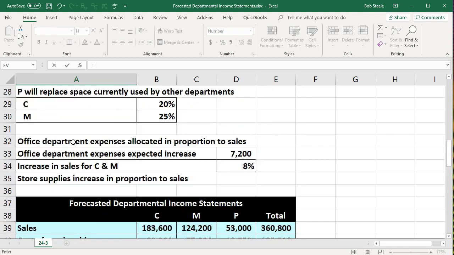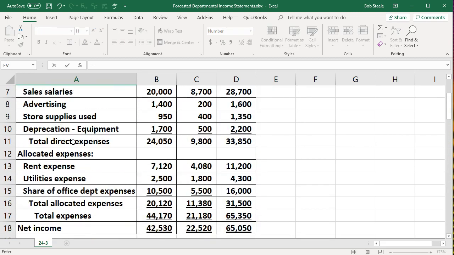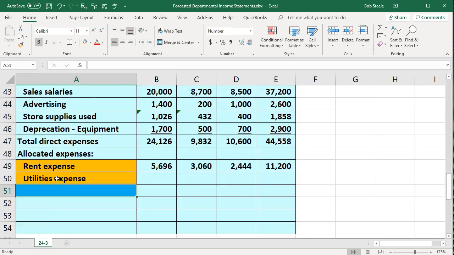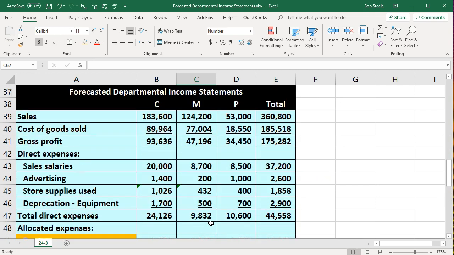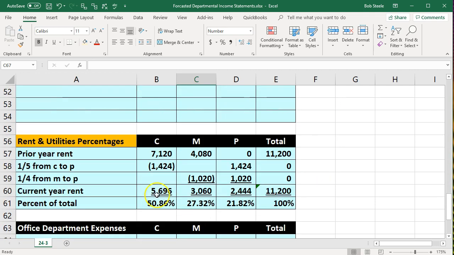Now we're going to have the utilities. So equals the utilities is the next line item we're going to have to allocate out. So if we scroll back up, we're going to say the utilities are going to be allocated in proportion to the rent. So if we scroll back down, we're going to say, all right, the rent we allocated here, and we found these percentages based on the rent. We're going to allocate the utilities based on those percentages.